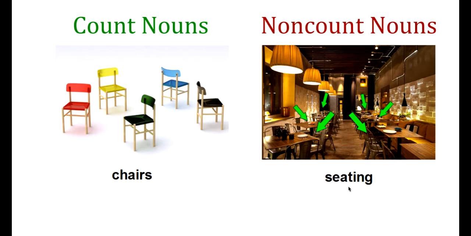You cannot say a seating or 6 seatings. It's not a possibility. So just keep that in mind. You might find that words that are countable in your language are non-count nouns in English or vice versa. Okay, so let's watch the dialogue now.